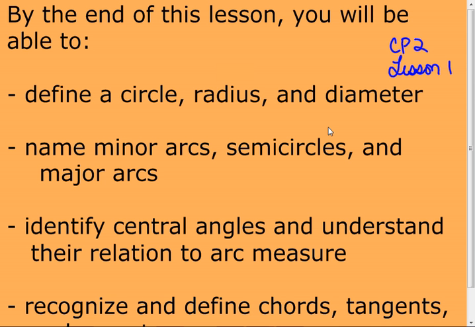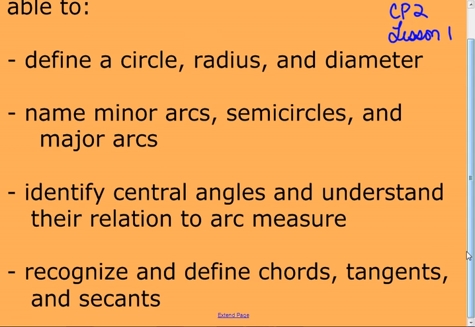It's not particularly exciting. A radius and a diameter. So I'll give you a little Latin lesson over here. We're going to name minor arcs, semicircles, and major arcs. Now that may be new for you. You should know what a circle is, a radius, and diameter. That's old material. We're going to talk about central angles today and understand the relationship to arc measure. And recognize and define chords, tangents, and secants.